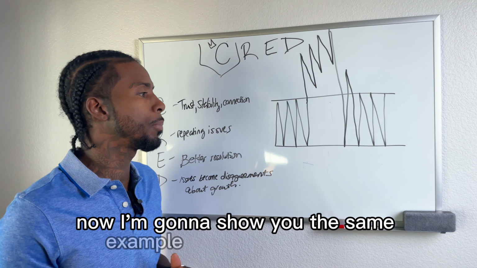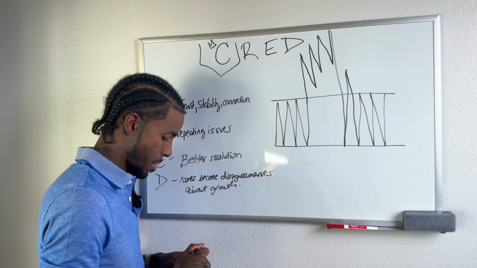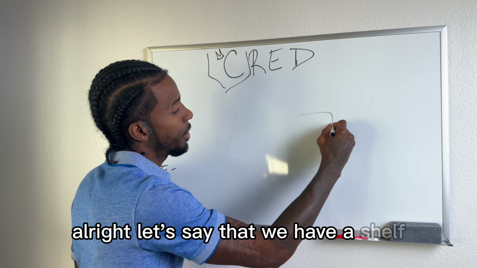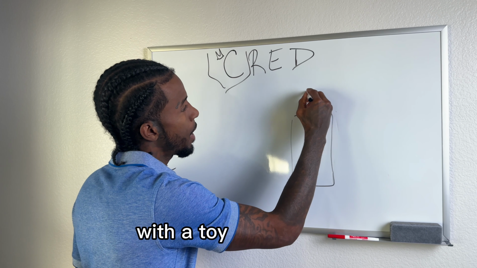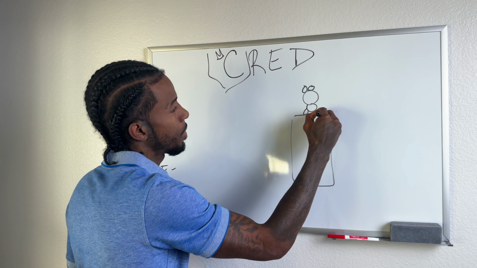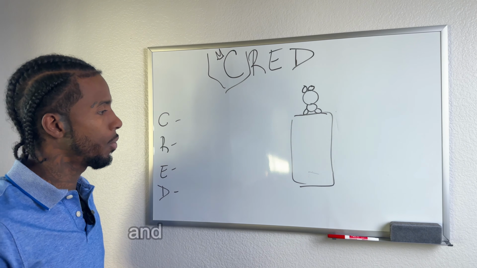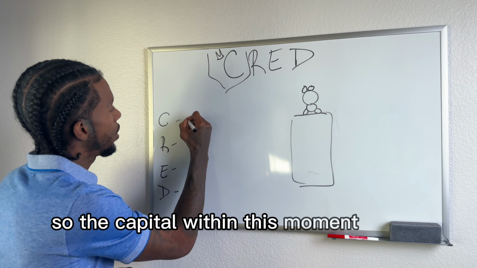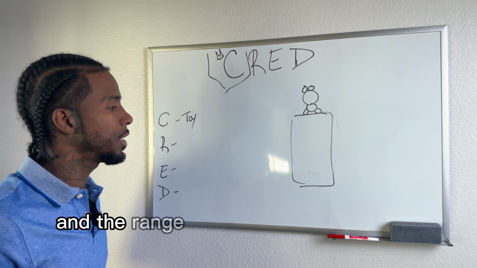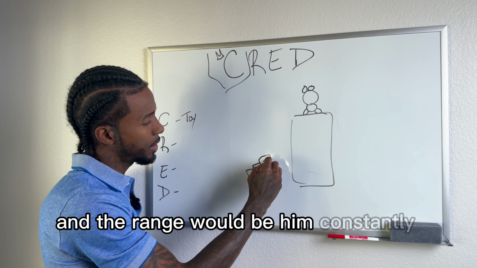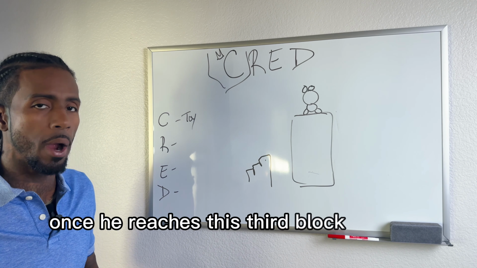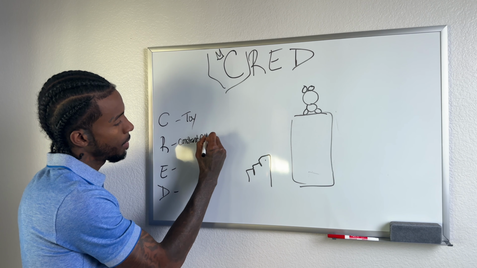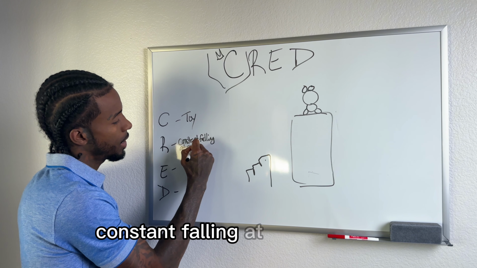Now I'm going to show you this same example with a kid and a toy. All right, let's say that we have a shelf with the toy bear on top. And the kid wants to reach this toy bear. And what he's going to do, he's going to use the blocks to reach this toy bear, right? So the capital within this moment would be the toy. And the range would be him constantly falling once he reaches this third block, right? So the range is constant falling at the same height.